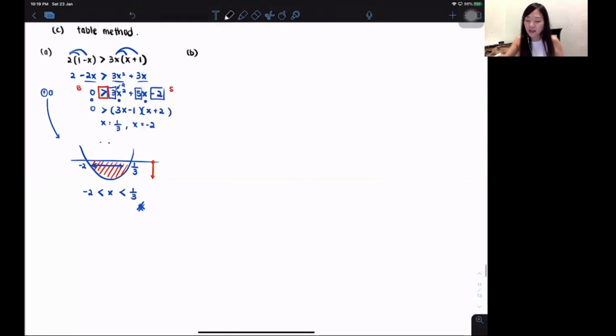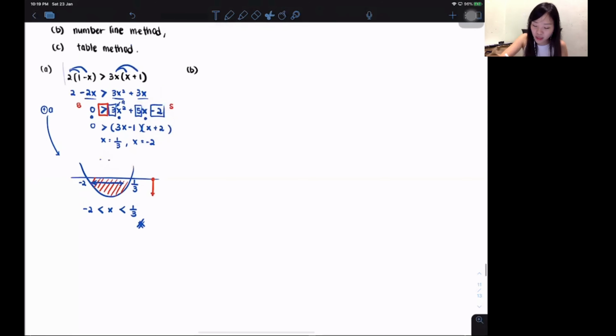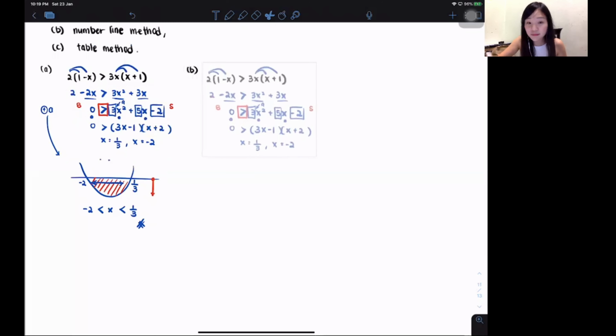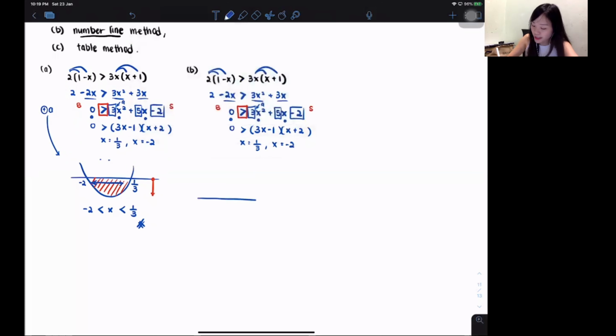So, guys, B, you know it's the same start working. The working on the top is the same, so I copy and paste. It's just the bottom part, instead of sketching graph, this one uses the second method called number line method. What is number line method? Just now I already taught you guys. First, draw axis. Instead of drawing the happy face, put the numbers in, -2 and 1/3. Draw a dotted line.